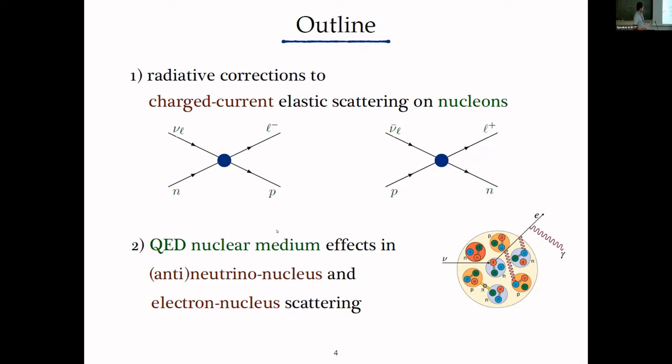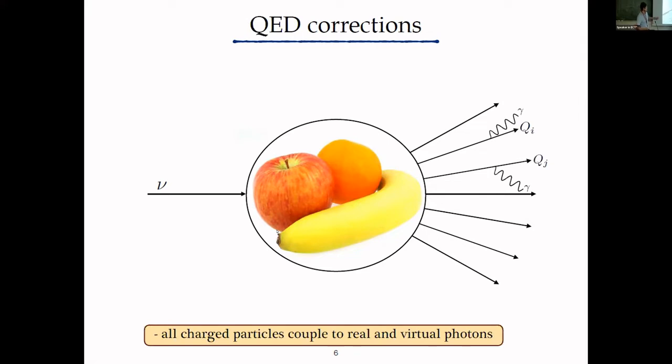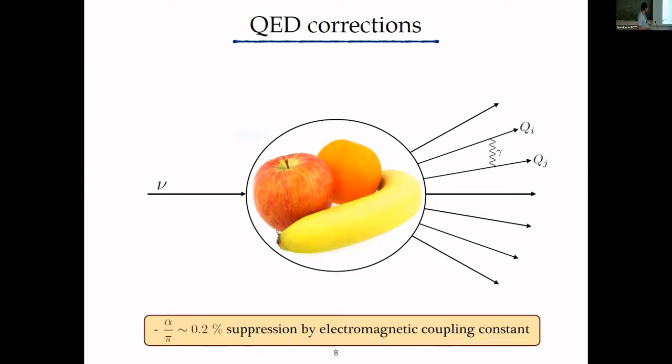So let us take a look at how neutrinos show up in modern experiments. When a neutrino hits any target, either new particles are produced or the target just recoils and the neutrino goes away. The point is that, as we already know, all charged particles can radiate real photons and can also exchange virtual photons between charged particles. Such corrections go as charge squared. Loop corrections also always have a 1/π factor, so they are suppressed; they should be at the per mille level. So why should we care about such radiative corrections at all?